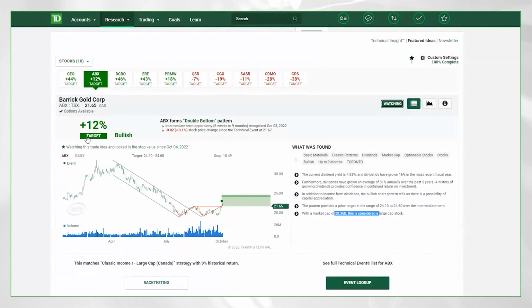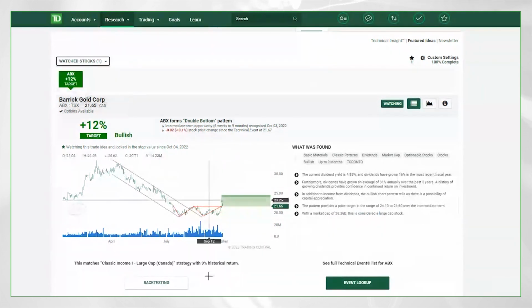Well, then you can click on the stocks banner at the top here where it has the 10. Click on watch stocks. Barrick Gold's in there right now, and that will remain in there until the pattern is no longer viable or we've reached our target.